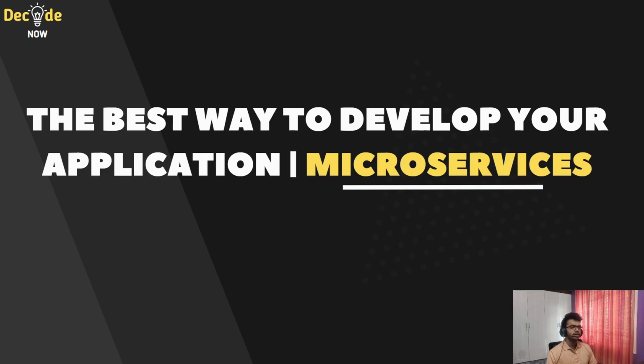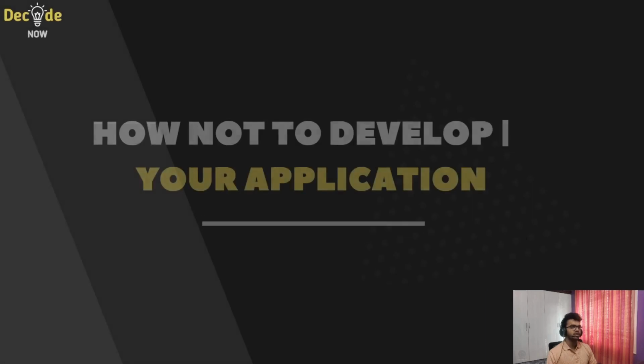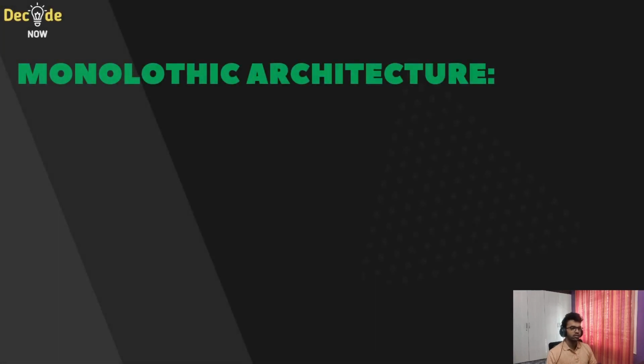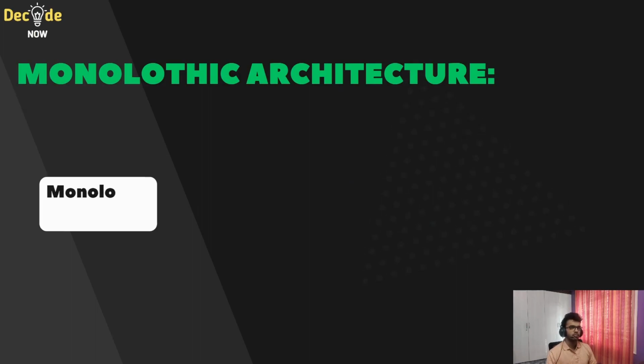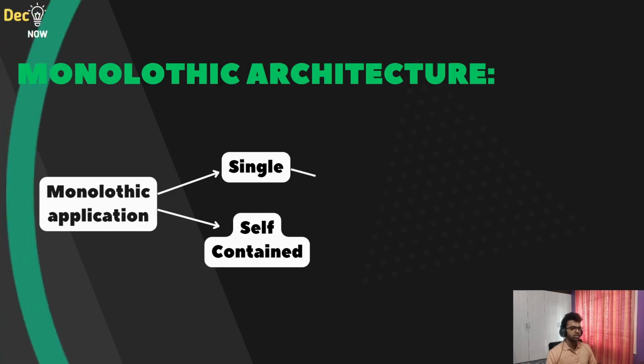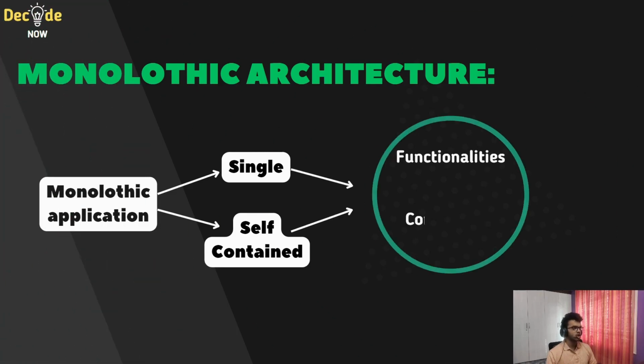So before diving deep into microservices, let's just have a brief discussion on how not to develop our application, that is using the monolithic architecture. In the past, most applications were developed using this monolithic architecture. So a monolithic application is basically a software application that is built as a single and self-contained unit. In this architecture, all the functionalities and components are tightly integrated and run together as a single unit.